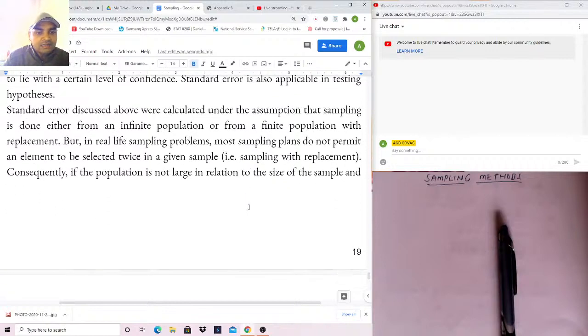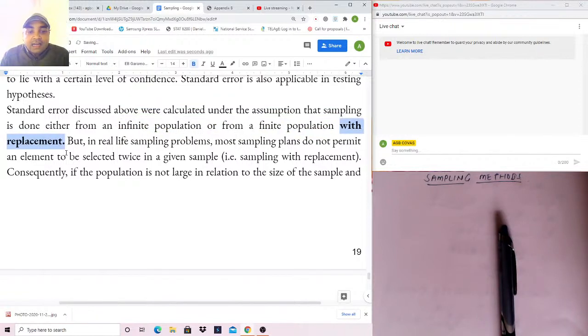The standard errors discussed above were calculated under the assumption that sampling is done either from an infinite population or from a finite population with replacement. That is, sampling is done with replacement. But in real life sample problems, most sample plans do not permit an element to be selected twice, right? That is, you do sampling without replacement.